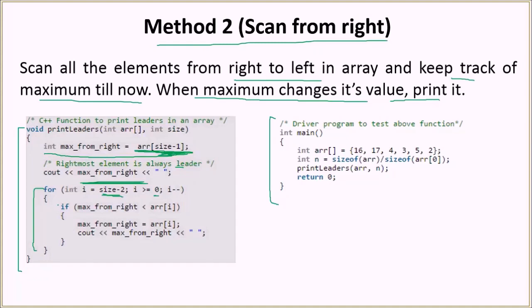And then we check if the maximum from right is smaller than the current element, array of i. If the maximum from right is smaller than the current element, then we update the maximum from right with the current element and then we print it, because that has to be a leader.